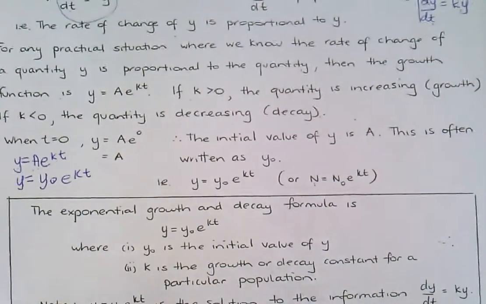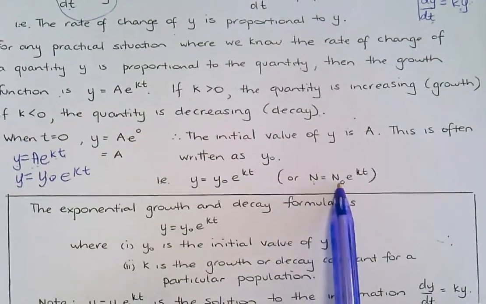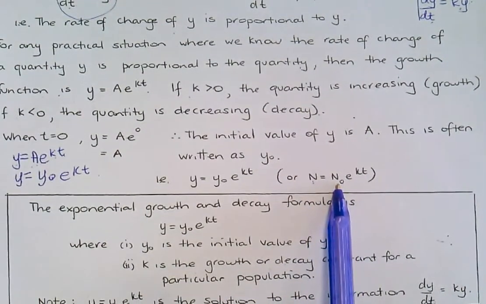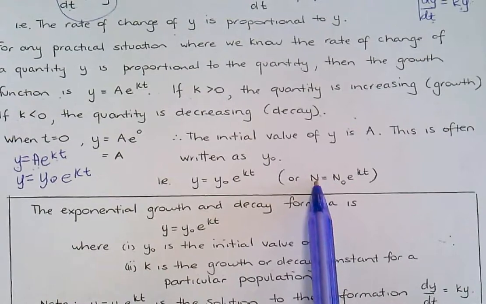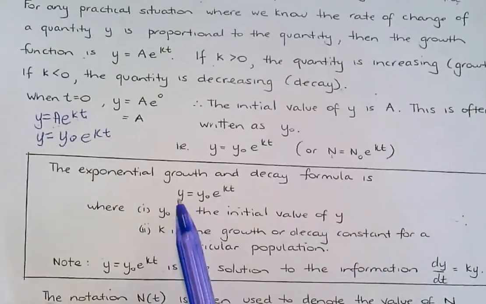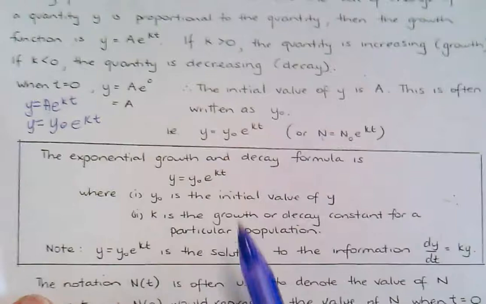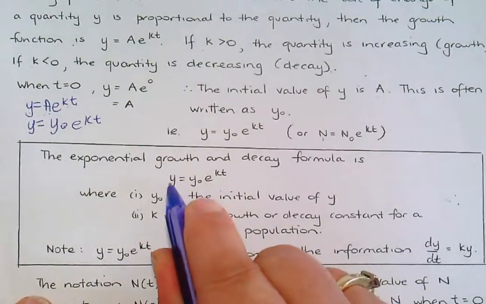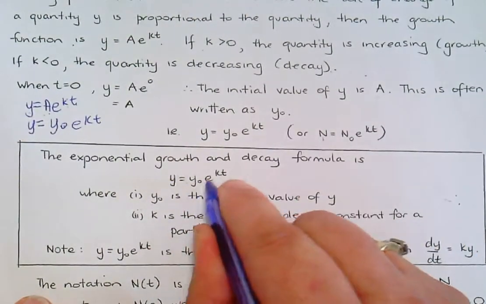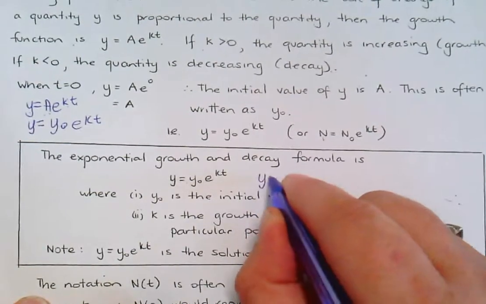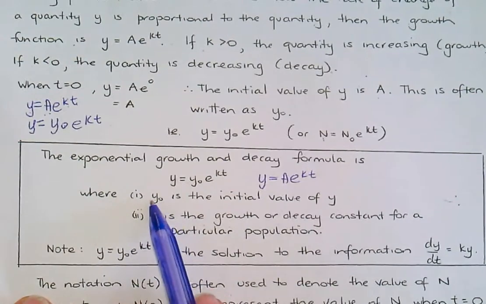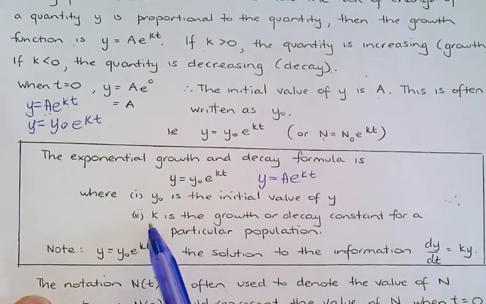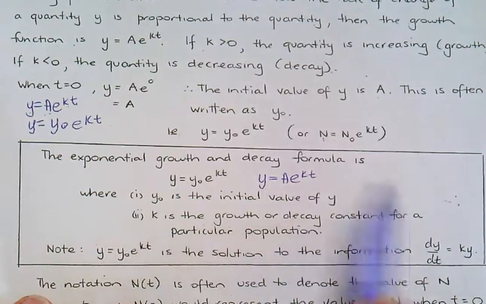It's really good to use this way of doing it when you're told that the quantity is going to double over a certain period of time. You might have n0 and 2n0 here, for example. So the exponential growth and decay formula is given as y equals y0 e to the kt, or y equals a e to the kt if you want, where y0 or a is the initial value of y, k is the growth or decay constant.